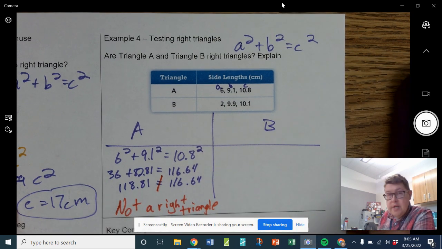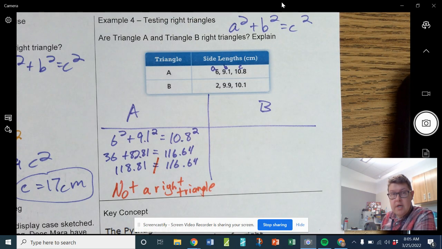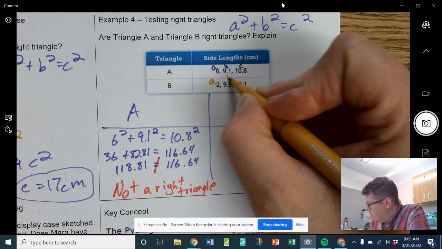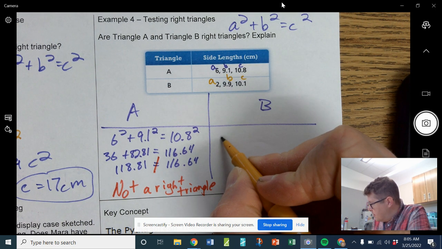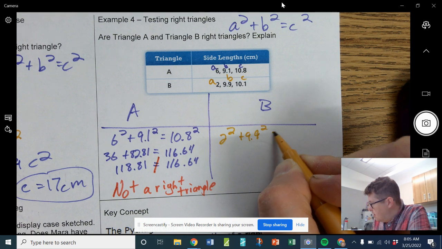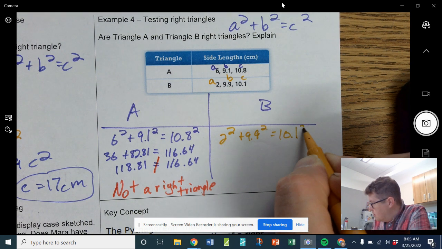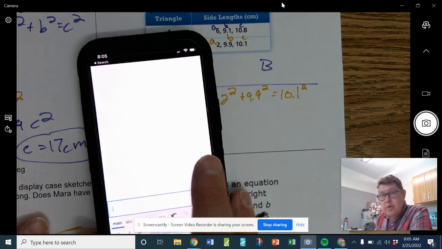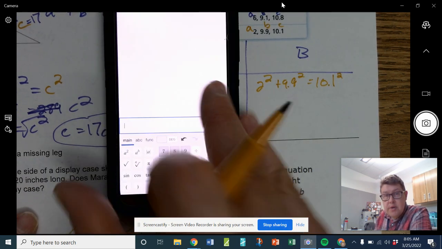I'm going to show you a very easy way to do this in the calculator as well. So let's see, I'm going to do it kind of the same way. We've got A, we've got B, and we've got C. Okay, so that's 2 squared plus 9.9 squared equals 10.1 squared. Now clear all this out, and then I'm going to show you a super simple way to put this in your calculator, right?